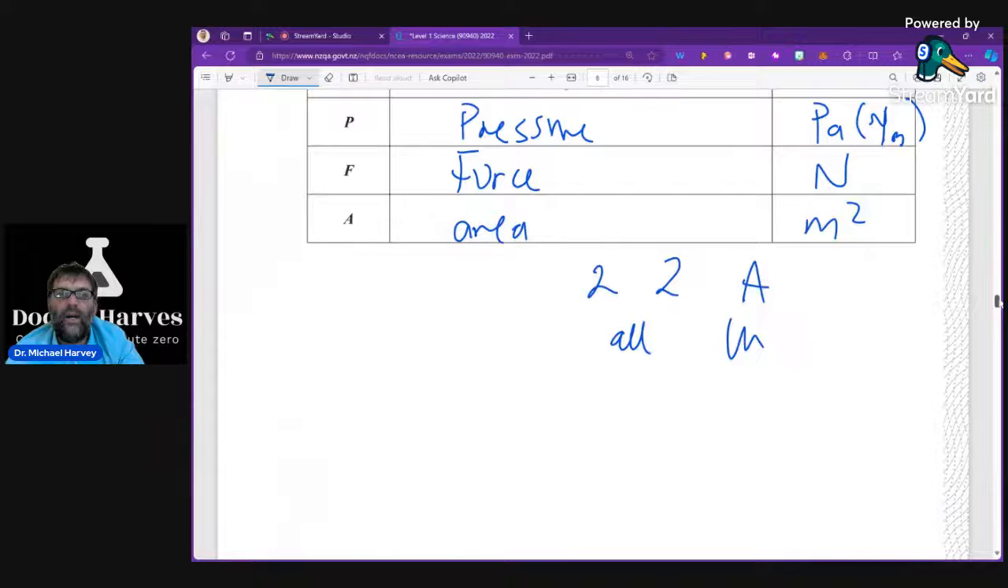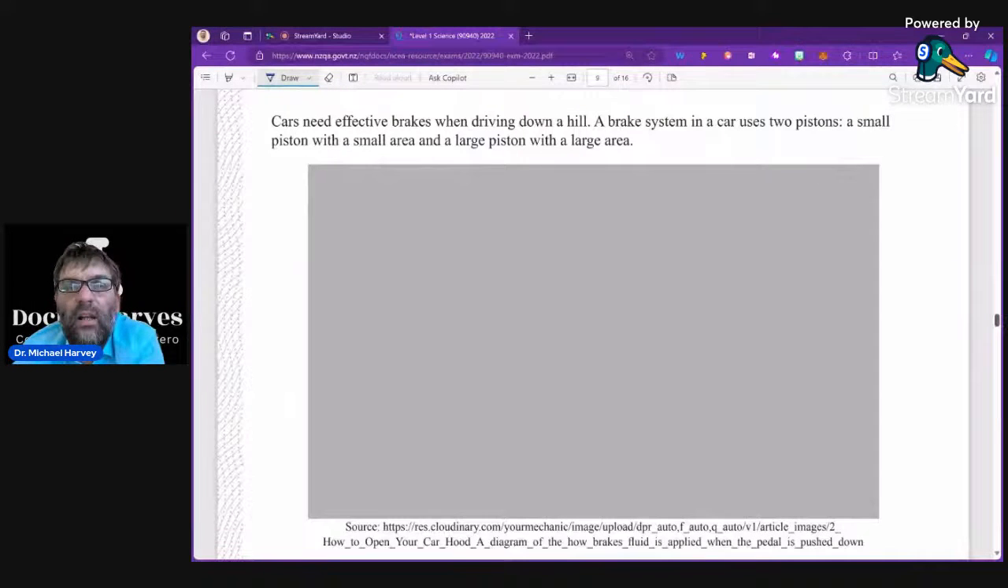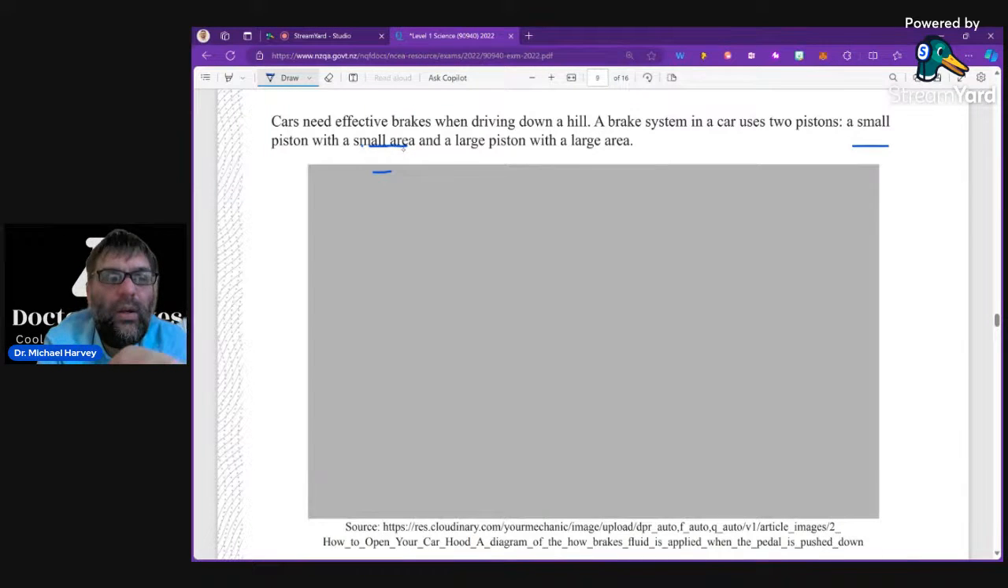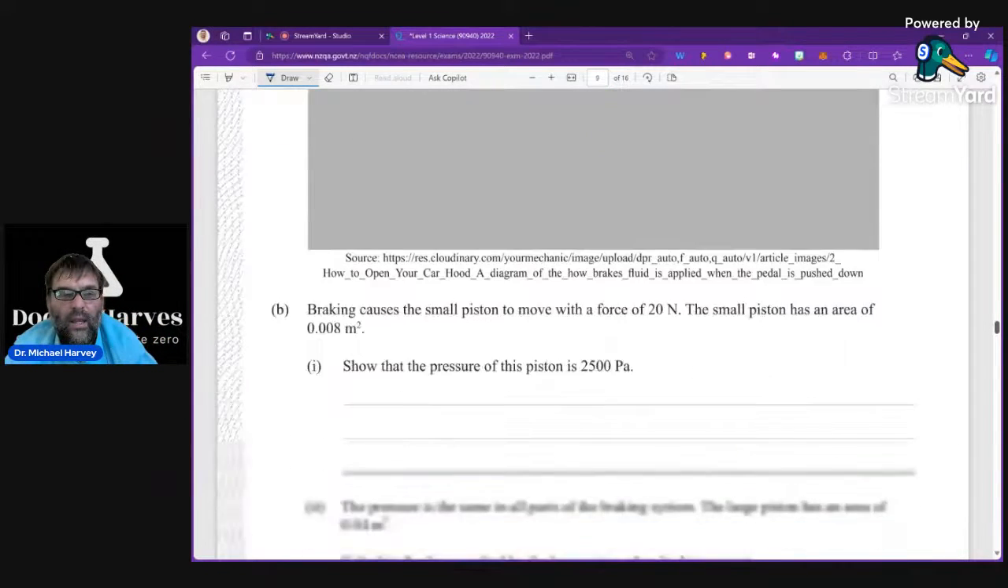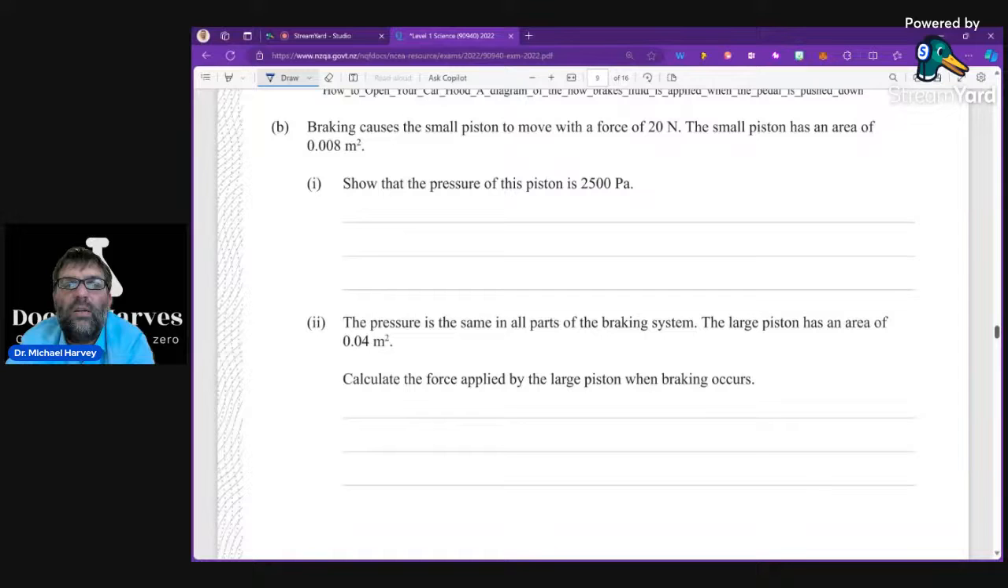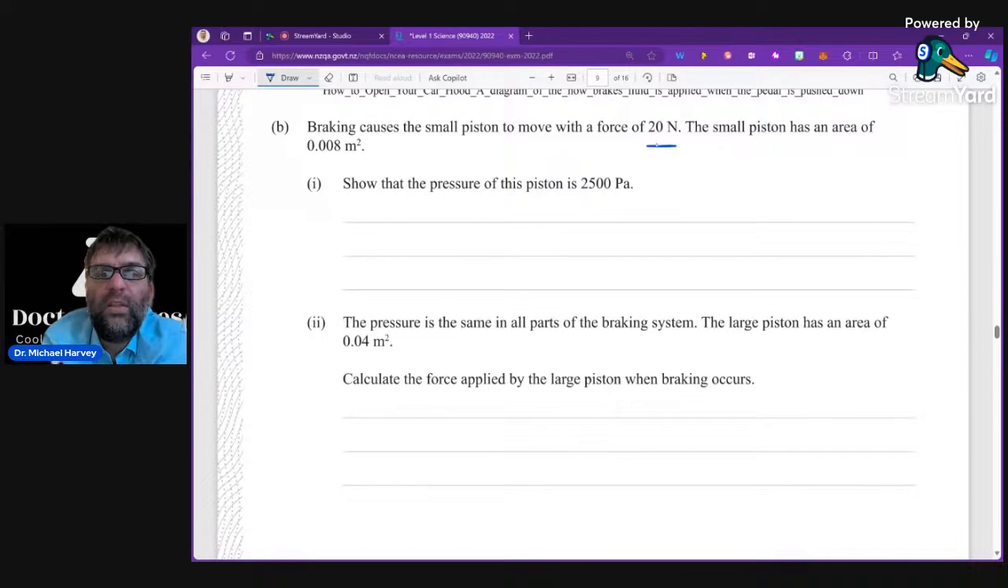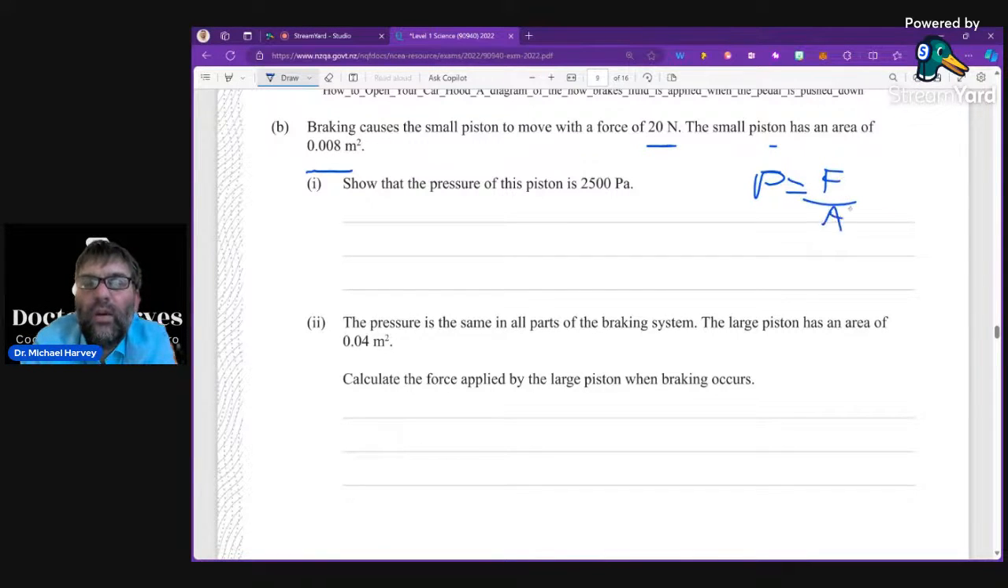Okay, and then we have cars need effective brakes to drive down a hill. A brake system in a car uses 2 pistons, a small piston with a small area, and a large piston with a large area. Okay. And braking causes the small piston to move with a force. So we're looking at forces here. So force 20 newtons and an area. So we've got force and area, so we can calculate potentially the pressure. Because remember, we've got our equation from just above. Pressure equals force divided by area.